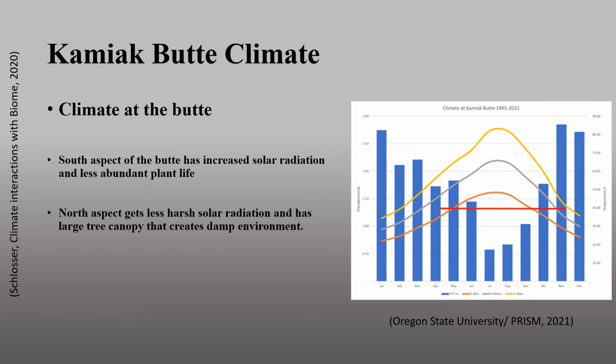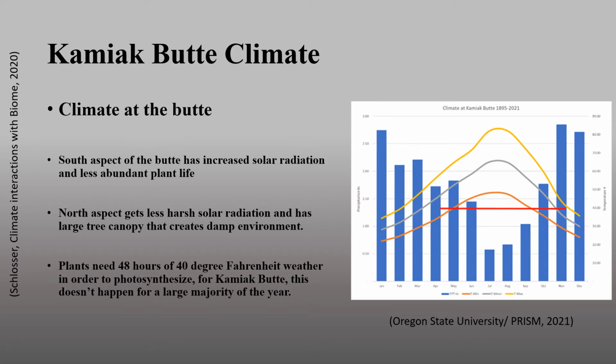When it comes to temperature at the butte, it gets tricky. In order for plants to photosynthesize, they need to have temperatures around them above 40 degrees for 48 hours before. So as you see in the climate chart for Kamiak Butte, May through September are the only months where conditions for plant photosynthesis on Kamiak Butte are ideal. This means that most plants have to be very hardy and not depend on large amounts of water to thrive at the butte.